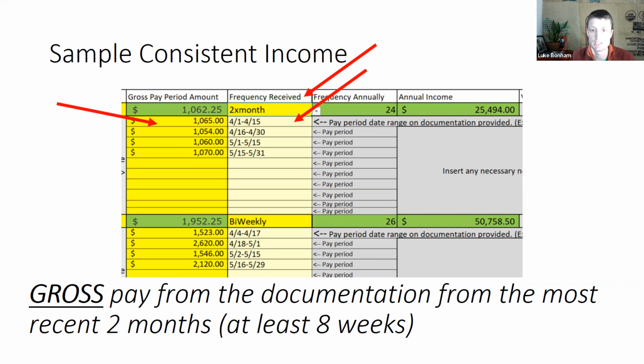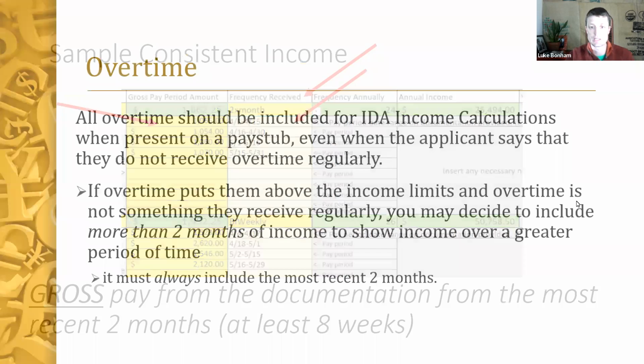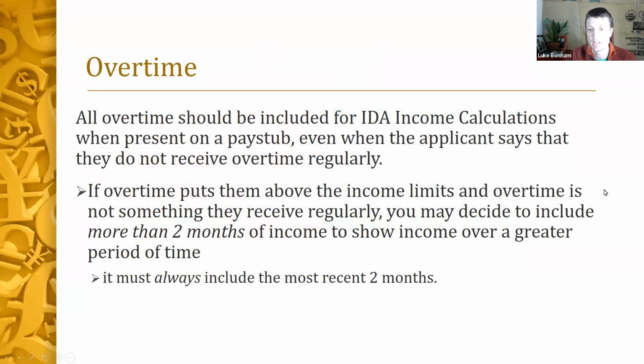Income documentation needs to be for at least the most recent 8 weeks. So a weekly pay period would need 8 pay stubs, and twice a month or biweekly would need 4 pay stubs. And make sure to put the gross income listed on the documentation, not the net pay. All overtime income should be included for IDA income calculations when present on a pay stub, even when the applicant says that they do not receive overtime regularly.